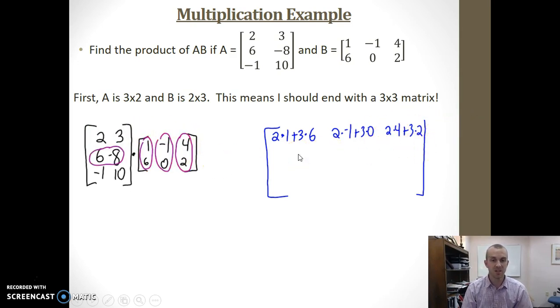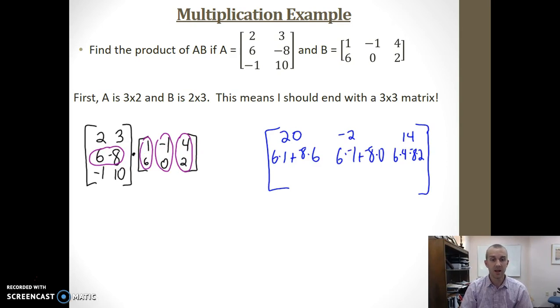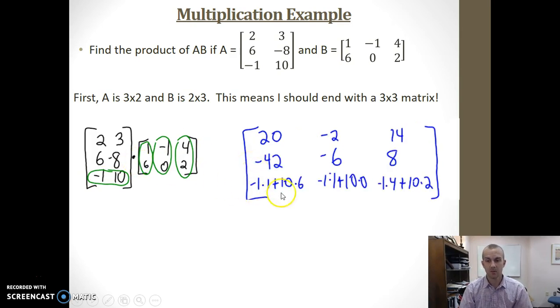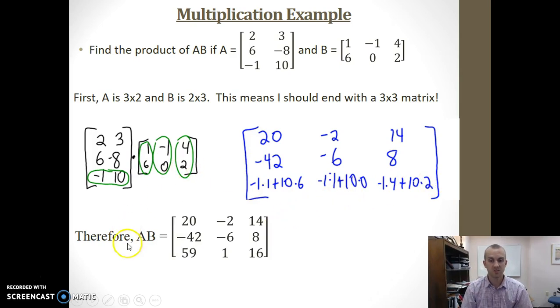Then I'm going to go and do the same thing with my second row to each of those columns to give me my new elements. And again, I'd follow the same pattern and take my third row, multiply it to each of the columns to give me my 3 new elements in that third row. And if I simplify everything, here would be my solution.